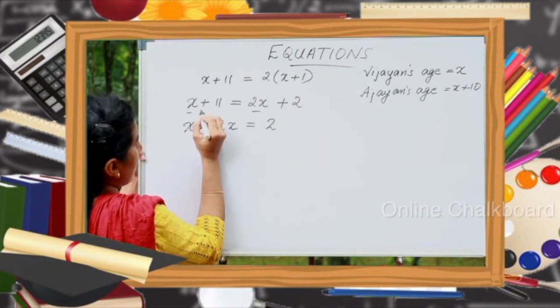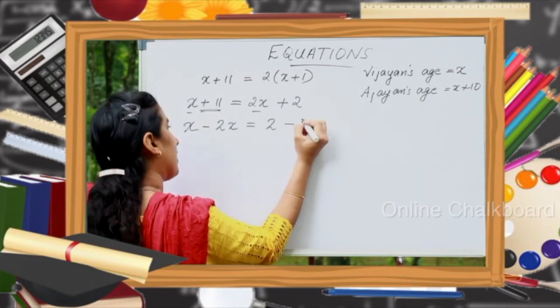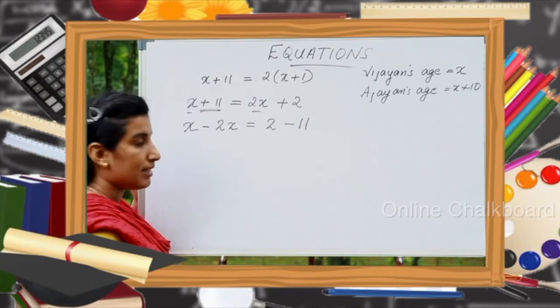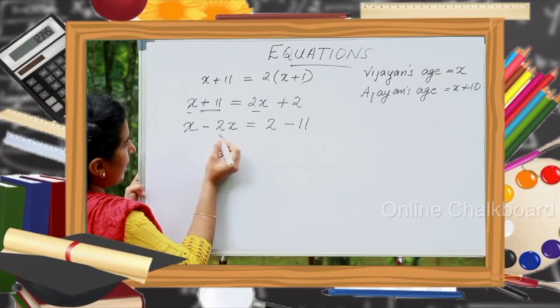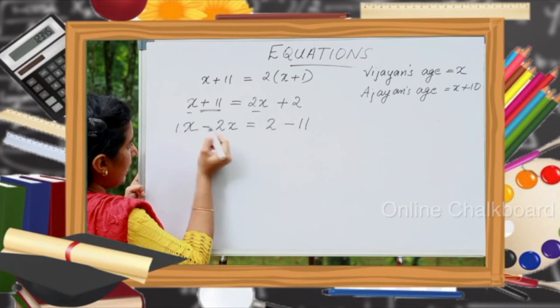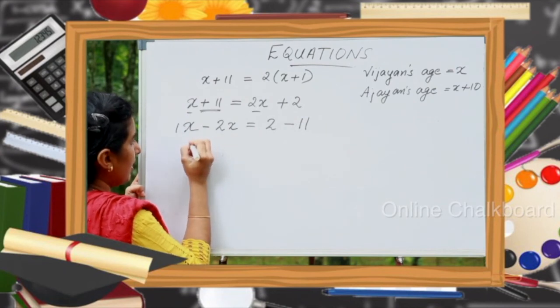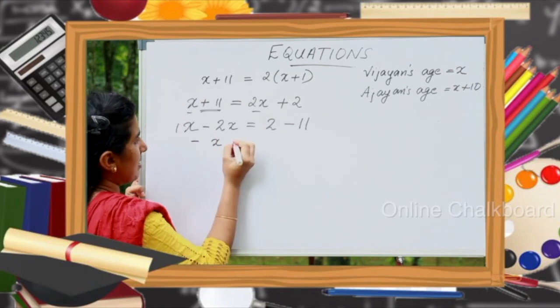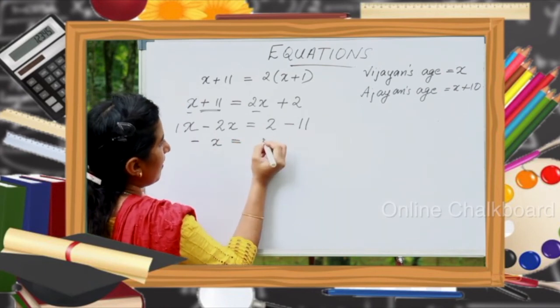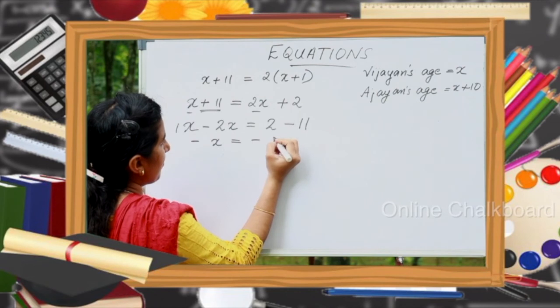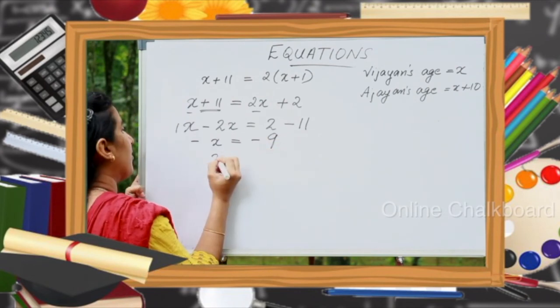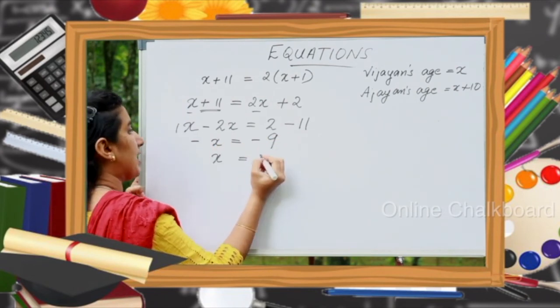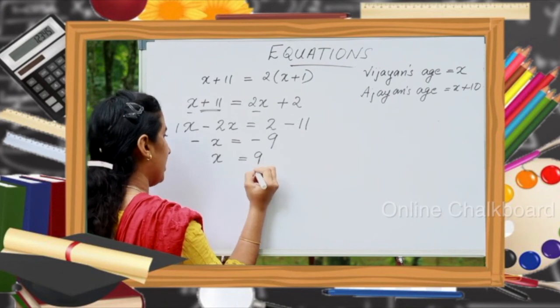Moving 11 to the right side gives minus 11. x minus 2x is minus x, so minus x is equal to 2 minus 11, which is minus 9. Therefore, the minus signs cancel, and x is equal to 9.